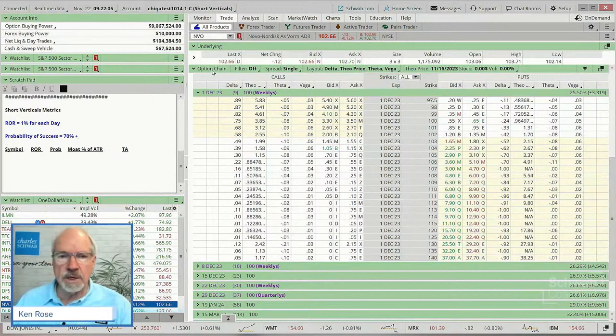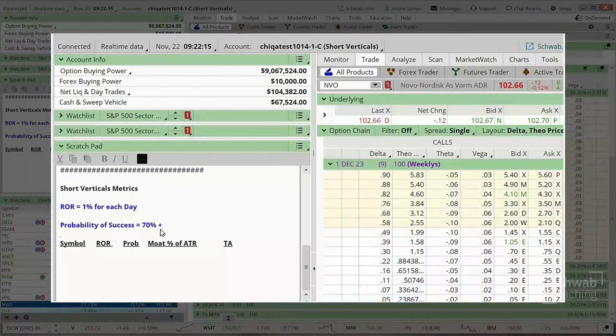We're looking for a return on risk of 1% for each day that's in the trade. We're looking for a probability of success of 70% or higher. Those are two of the metrics: return on risk and probability of success.